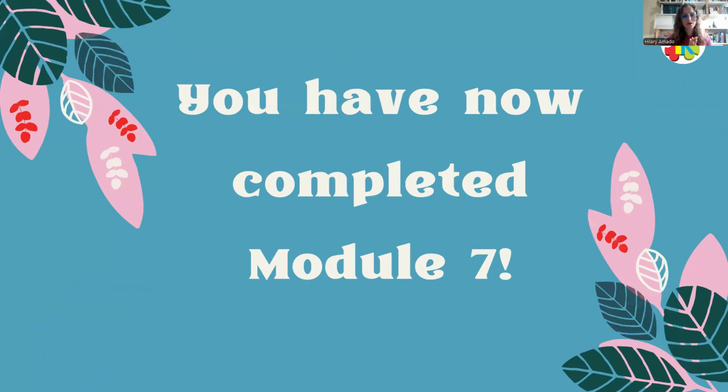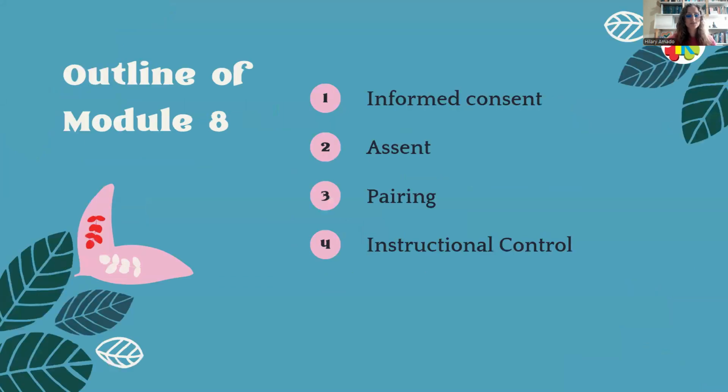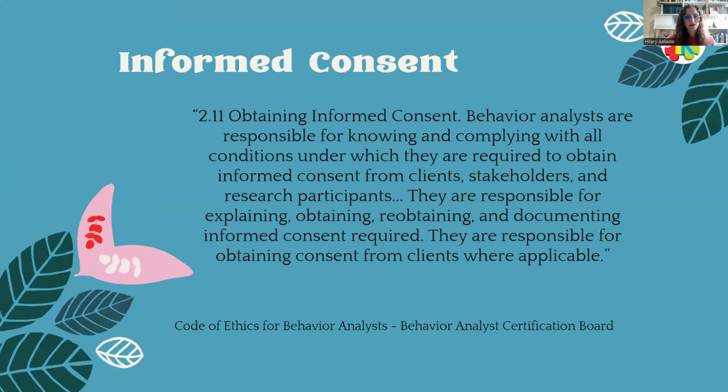You have completed Module 7. Module 8, Pairing, Assent, and Instructional Control. In this module, we're going to be looking at the definition of informed consent and requirements, assent, pairing, and instructional control. The BACB Code of Ethics, obtaining informed consent.